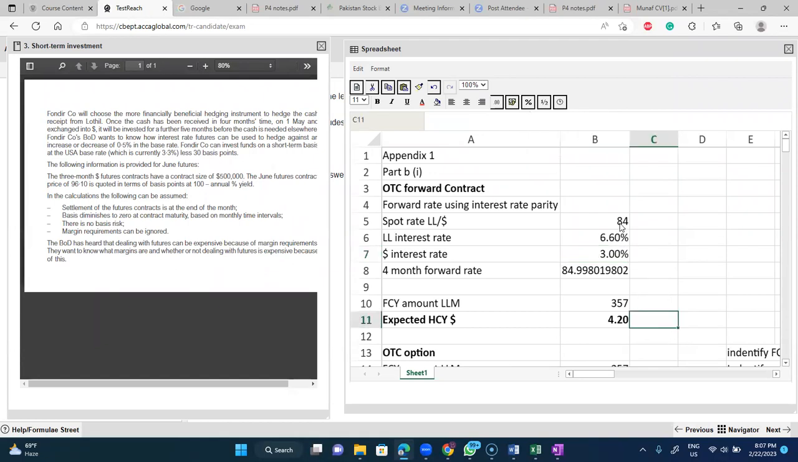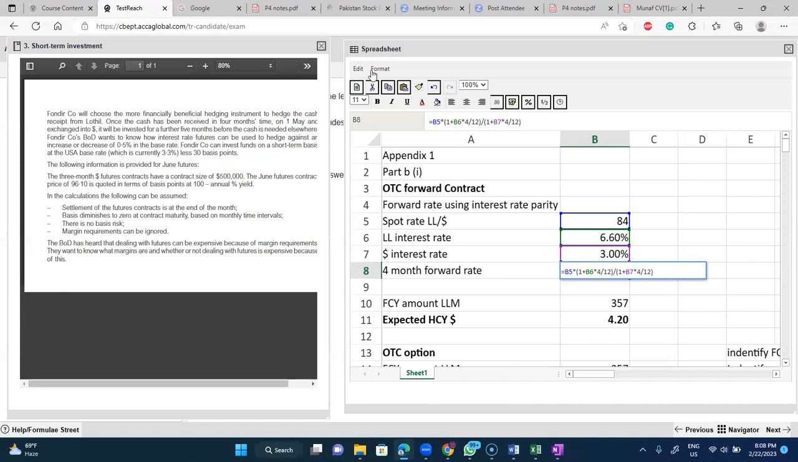Then take the spot rate times (1 plus R times 3 by 12) divided by (1 plus R times 4 by 12). So I have calculated using this. Any question, guys?